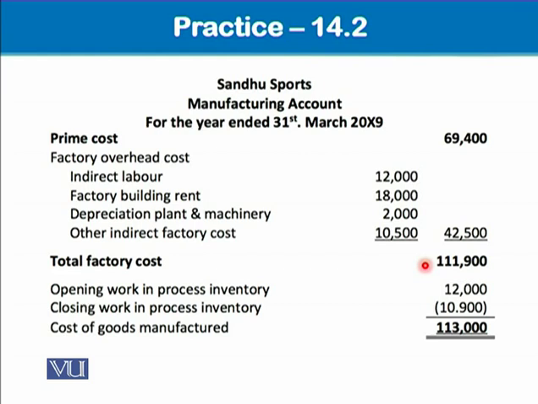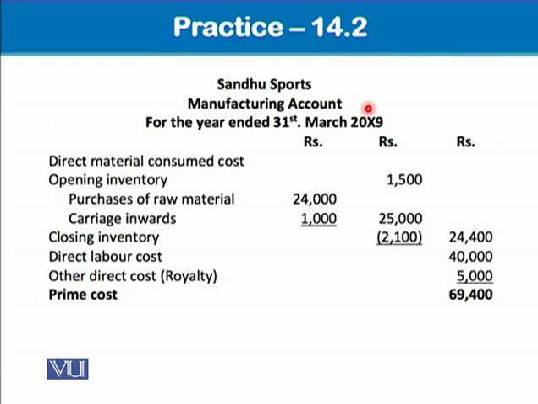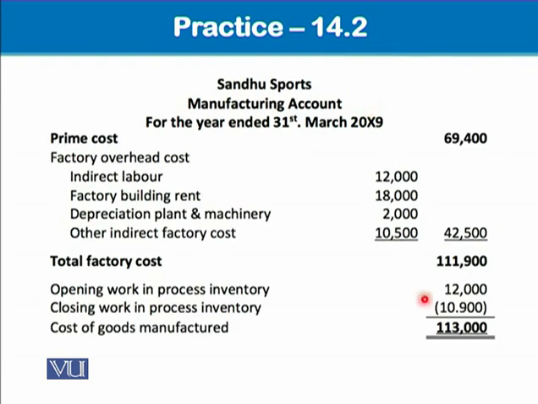Okay, total manufacturing cost. What to do? Now we will add opening work in process inventory and subtract closing work in process inventory. This information is given here: opening work in process inventory and closing work in process inventory. Well, after making this adjustment, we get 113,000, and this is the cost of goods manufactured after making adjustments for the opening and closing inventory for work in process.